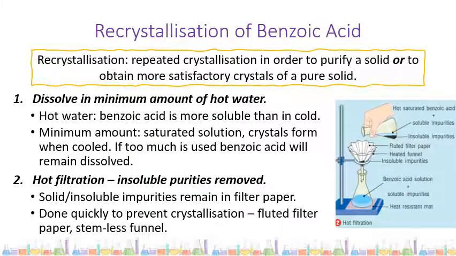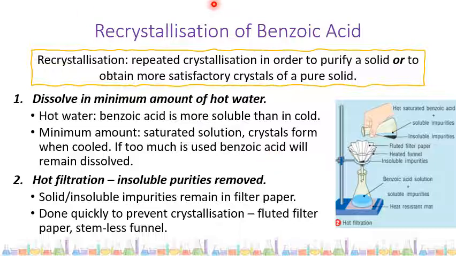So recrystallization is done in order to purify a solid or to obtain more satisfactory crystals from an already pure solid. How this is done with benzoic acid. Step 1, we dissolve the crystals in the minimum amount of hot water. Hot water so that we can dissolve the crystals, as they don't dissolve very well in cold water. And the minimum amount because we want this to be a saturated solution, so that when we cool it down, the crystals will be formed. If we used a lot of water, some of the benzoic acid will remain dissolved in the solution.